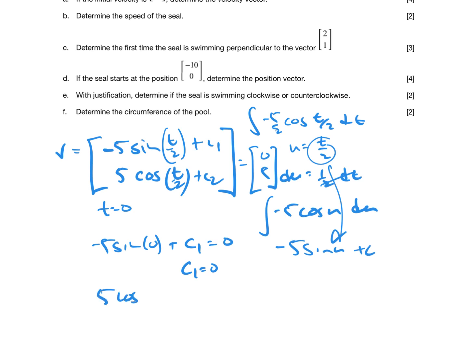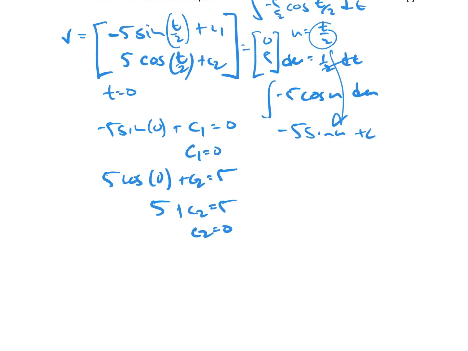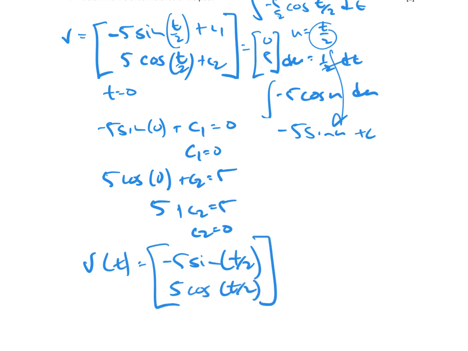5 cosine 0 over 2 plus c2 is equal to 5. So this is 5 plus c2 is 5, and so c2 is also 0. And so then my velocity vector is minus 5 sine t over 2 and 5 cosine t over 2, and both the c's are 0.